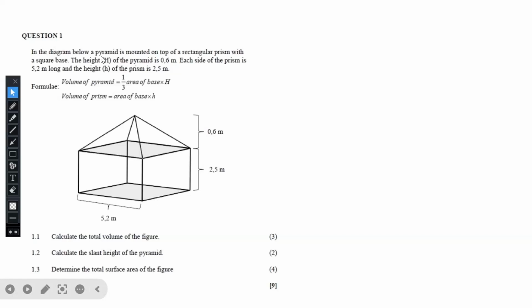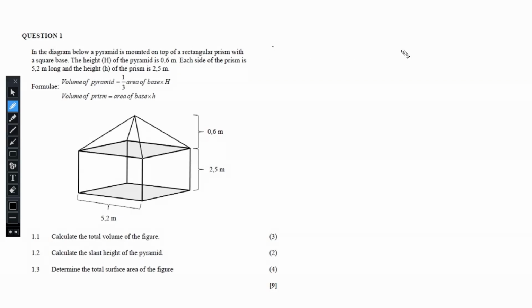If all the sides are equal, and we've also been told here of a rectangular prism with a square base, so it has a square base. Then 1.1 says calculate the total volume of the figure. Again, at this point, we understand that we have two shapes. It is the rectangular prism and also the pyramid. So in calculating the total volume, we must calculate the volume of the rectangular prism and also the volume of the pyramid. And then right here, we are given the formulas.